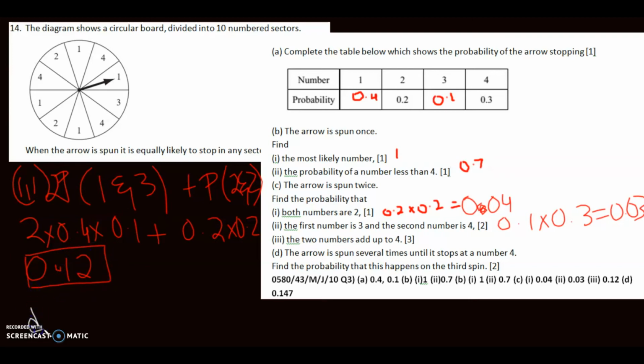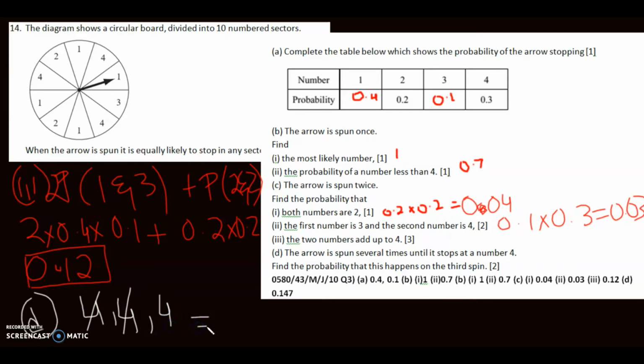Part D. The arrow is spun several times until it stops at 4. Find the probability that this happens on the third spin, which means the first spin should not be a 4. The second spin should not be a 4 either. The third spin should be a 4.